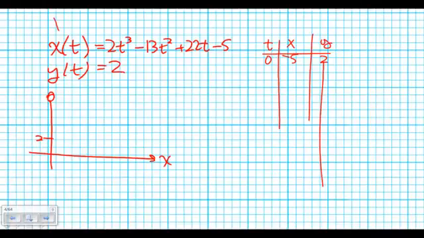I'm interested in x prime of t, the velocity that this particle is moving in the x direction. And when I do that, I get 6t squared minus 26t plus 22. That's a quadratic.